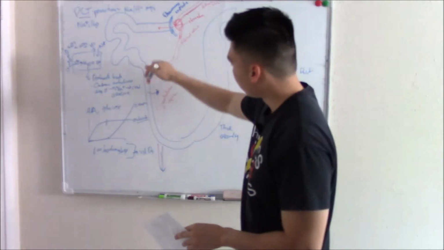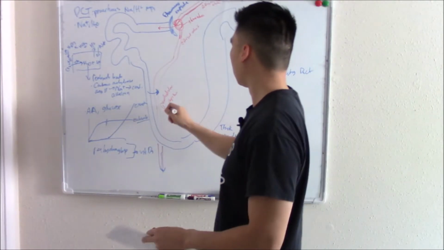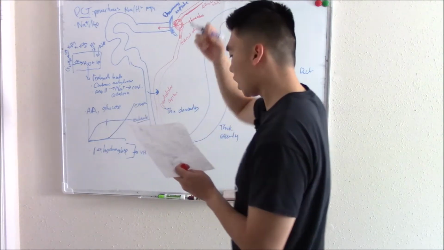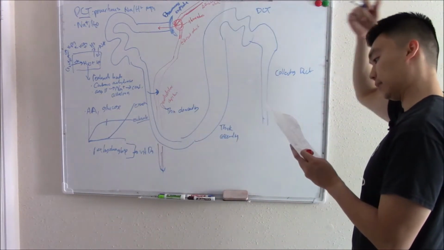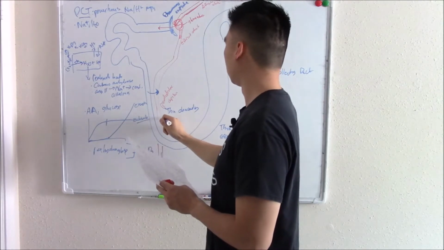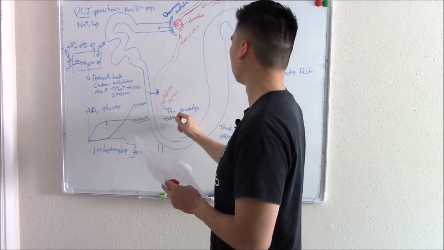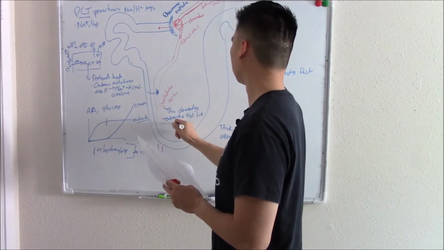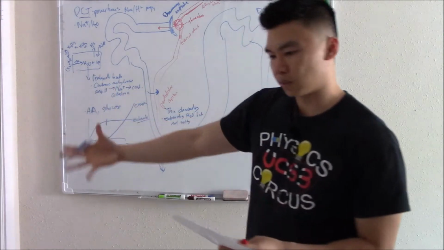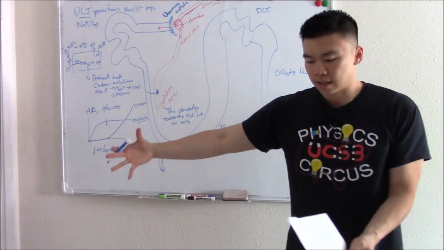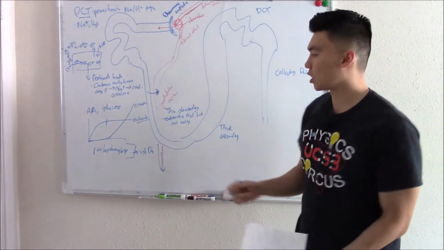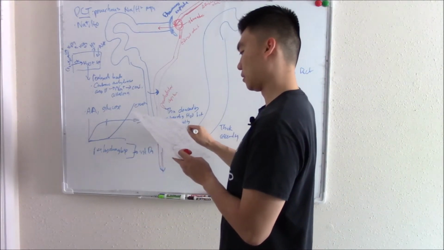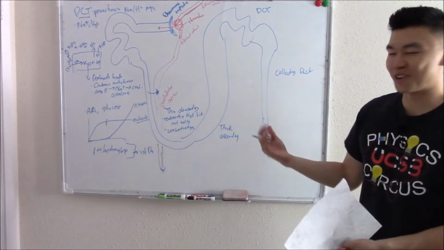Let's move on to your thin descending limb. Your thin descending limb reabsorbs water, but not salts. So it just reabsorbs water. What do you think that'll do to the urine? If you just take up all the water from the urine, what do you think will happen? It'll concentrate that urine. So this concentrates the urine. That's it for your thin descending.